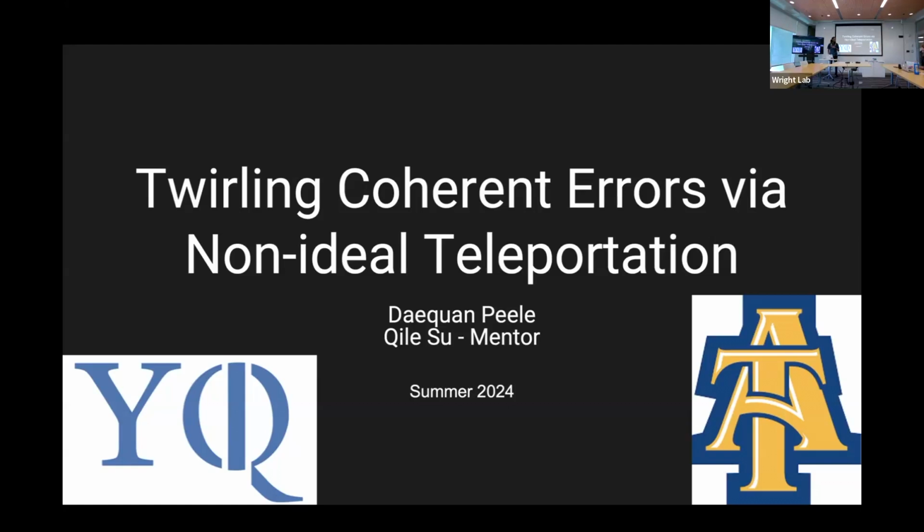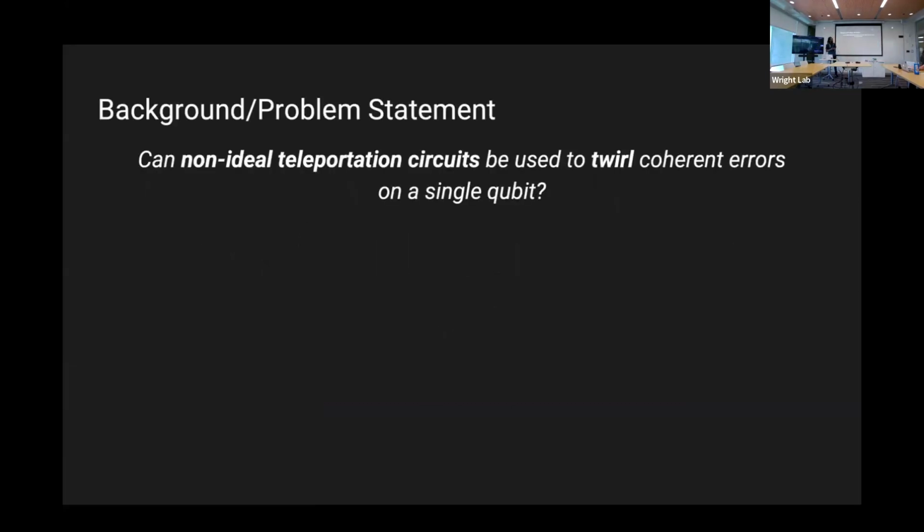My name is Daequan Peele, and my project for this summer with Qile from NC is twirling coherent errors via non-ideal teleportation. So for a problem statement: can non-ideal teleportation circuits be used to twirl coherent errors on a single qubit? There are a couple of words in there that aren't going to make sense now, but I plan to explain them as we go through the presentation.